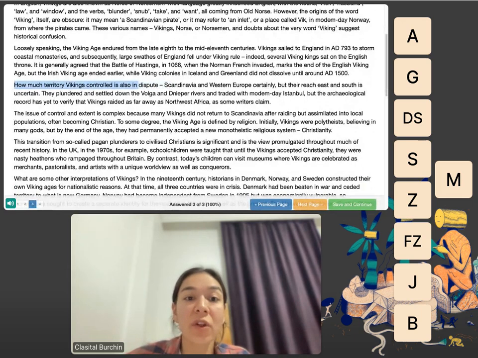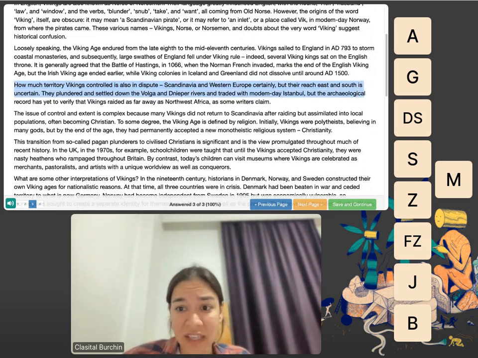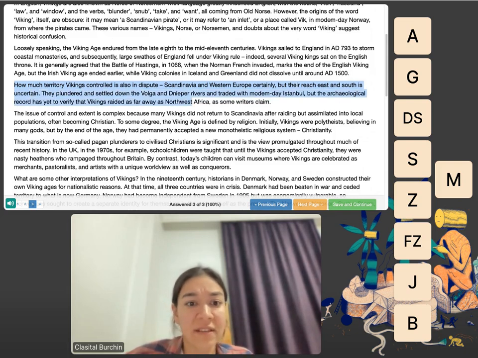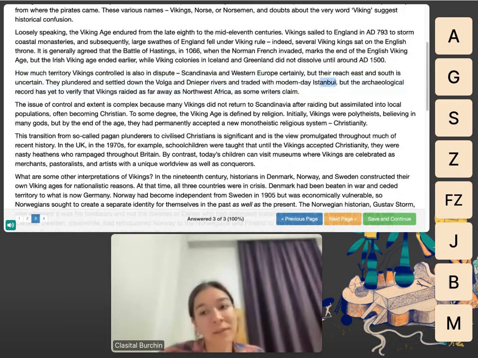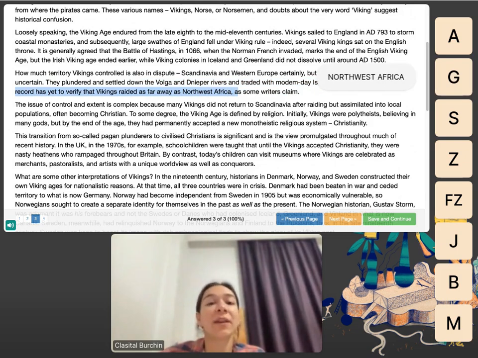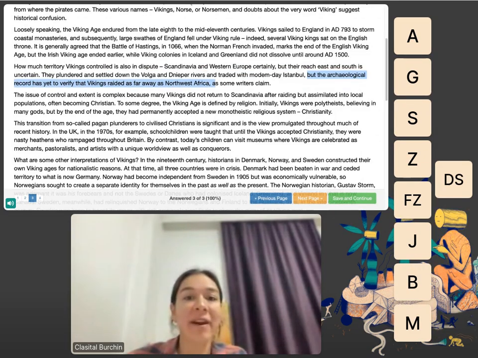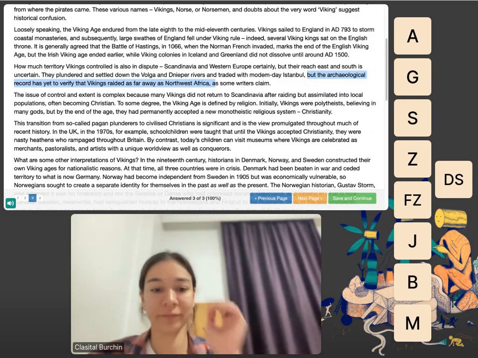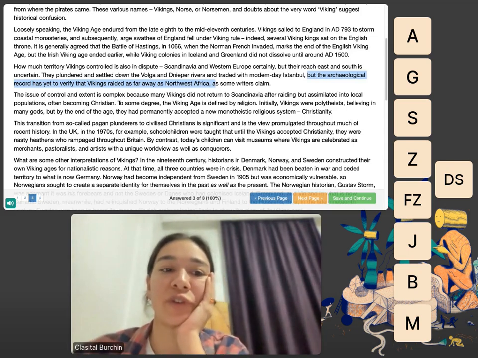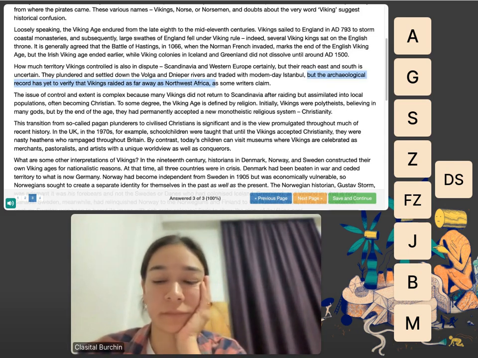How much territory Vikings controlled is also in dispute. Scandinavia and Western Europe certainly, but their reach east and south is uncertain. They plundered and settled down the Volga and Dnieper rivers and traded with modern-day Istanbul. Hey, this is our city. But the archaeological record has yet to verify that Vikings raided as far as northwest Africa as some writers claim. Africa. Very good. Do you see? Raided as far as.